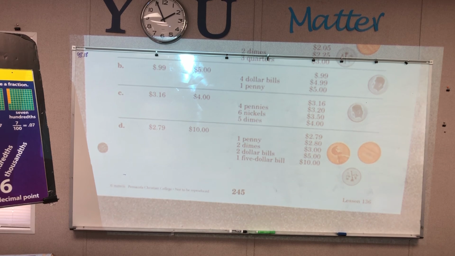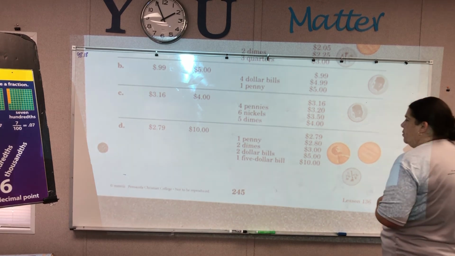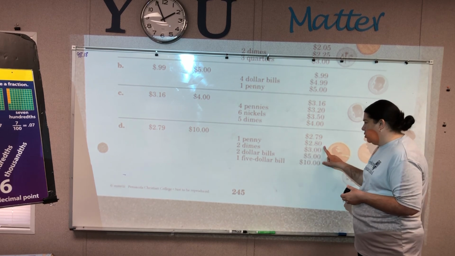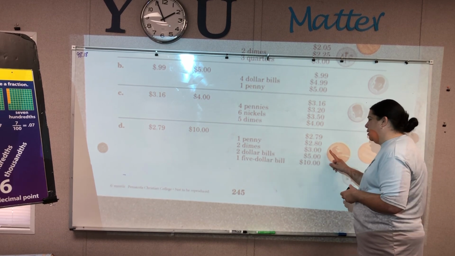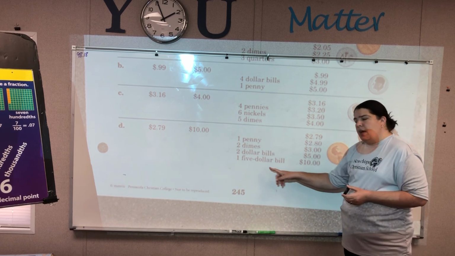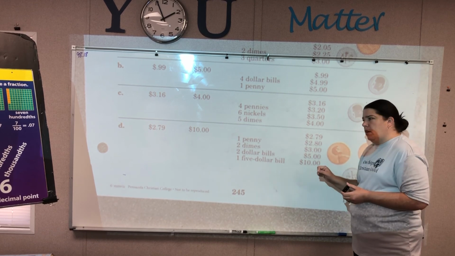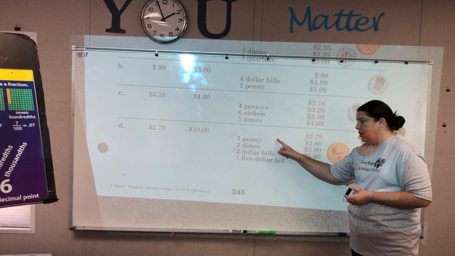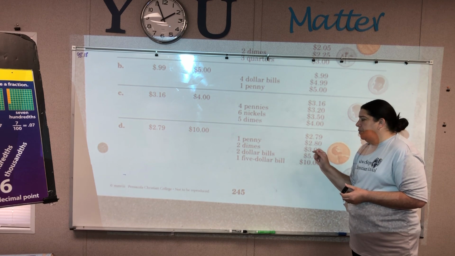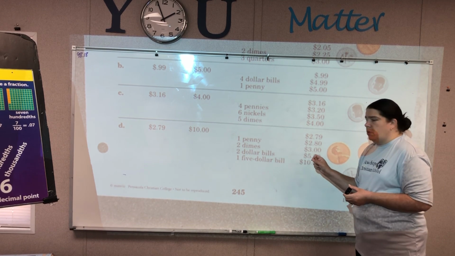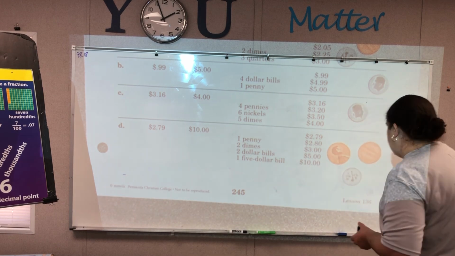$2.79. $10 was what they gave to the clerk, and the clerk gave him back 1 penny to make it $2.80, 2 dimes to make it $3, 2 $1 bills to make it $5, and a $5 bill to make it $10. Is that correct? The smallest amount of money came first, pennies, and the biggest denomination was used. So that's correct. You can circle letter D.